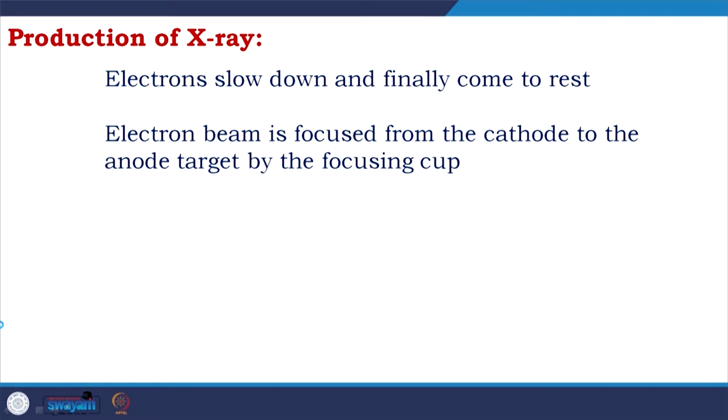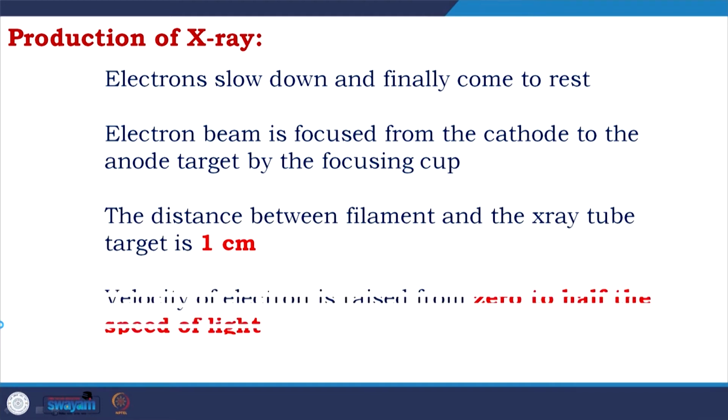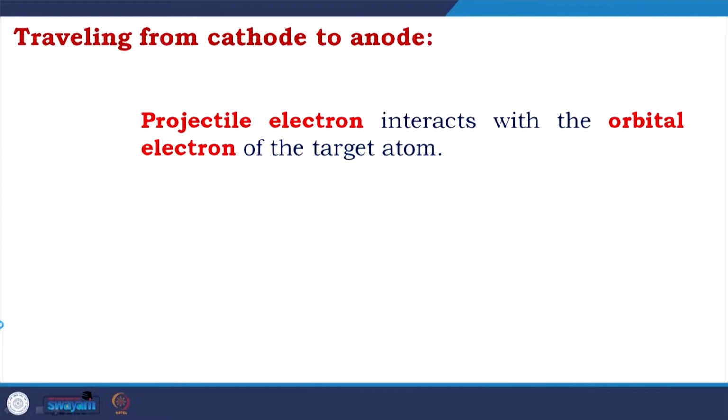So, when it is at rest, it is targeted. The distance between the filament and the X-ray tube target is 1 centimeter, and suddenly the velocity of the electron is raised from 0 to half the speed of light. So, first we produce the electron, then focus it from the cathode, and the velocity of the electron is high. Now, the projectile electron is traveling from cathode to anode.